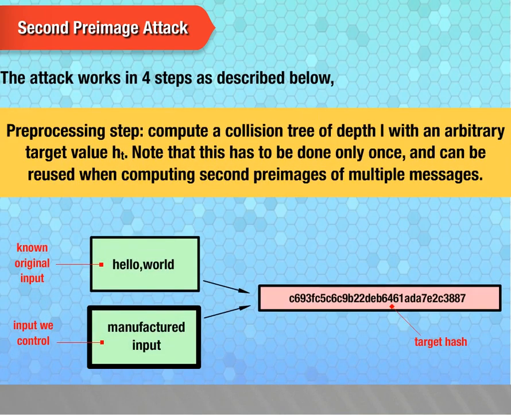Pre-processing step: compute a collision tree of depth L with an arbitrary target value ht. Note that this has to be done only once and can be reused when computing second pre-images of multiple messages.